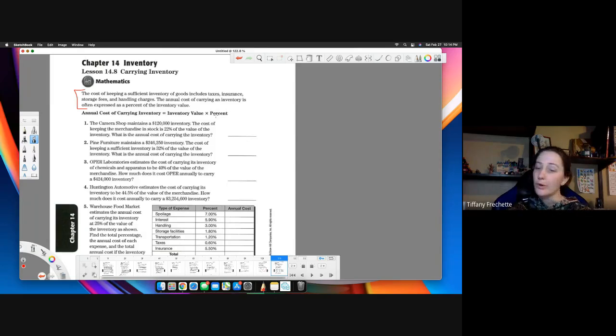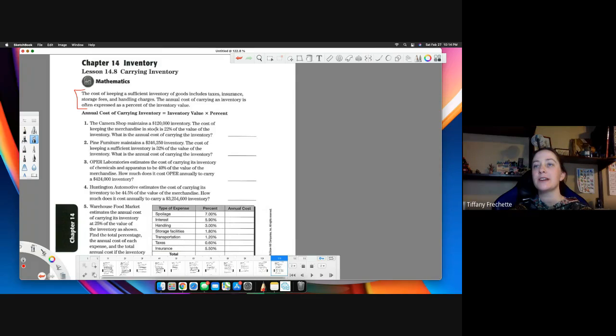This one has pretty basic calculations, not too crazy. So we just have to find inventory value and the percent in most of the issues here. We'll take a look at number 5 and number 6 a little closer because those are a little different. But 1 through, I believe, 4 are going to be exactly the same type of calculation. So let's take a look at number 1.